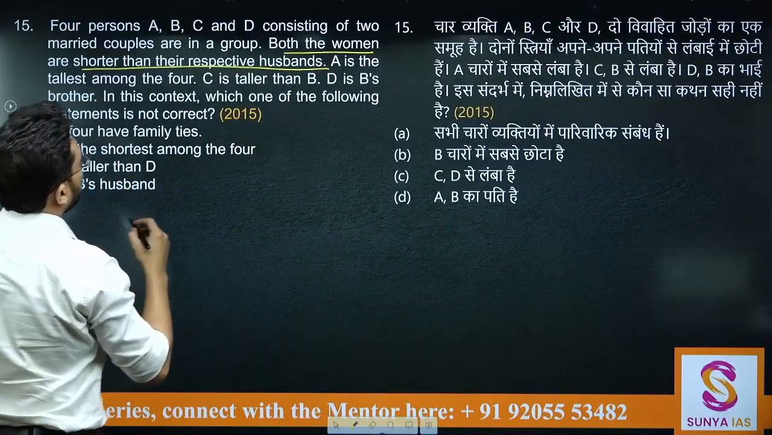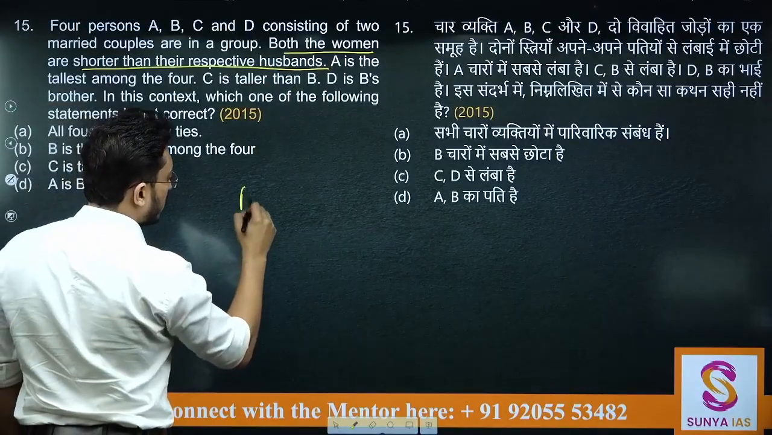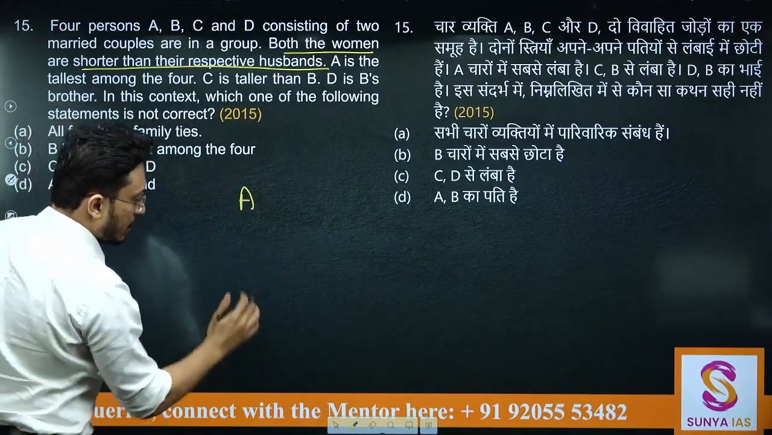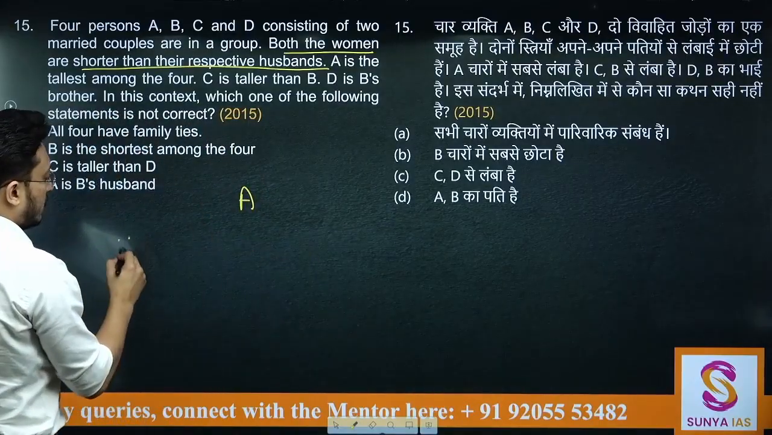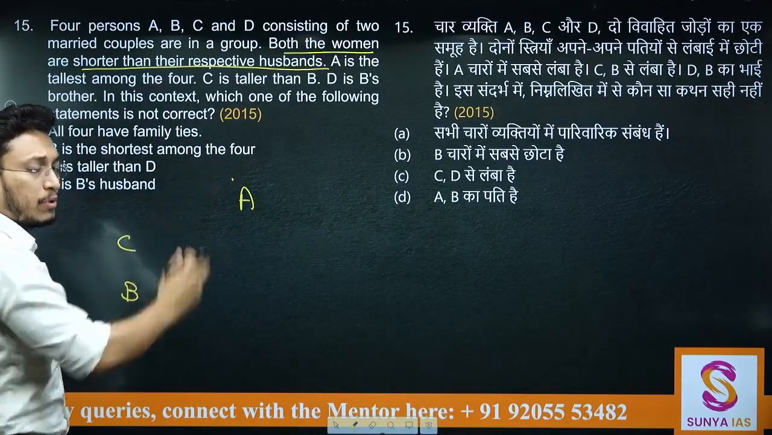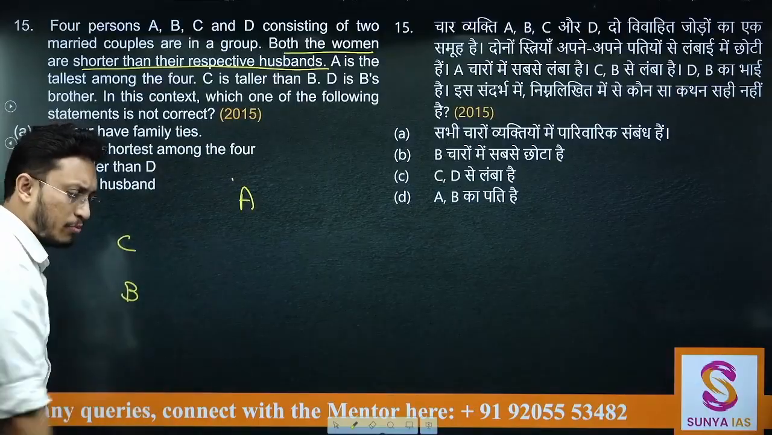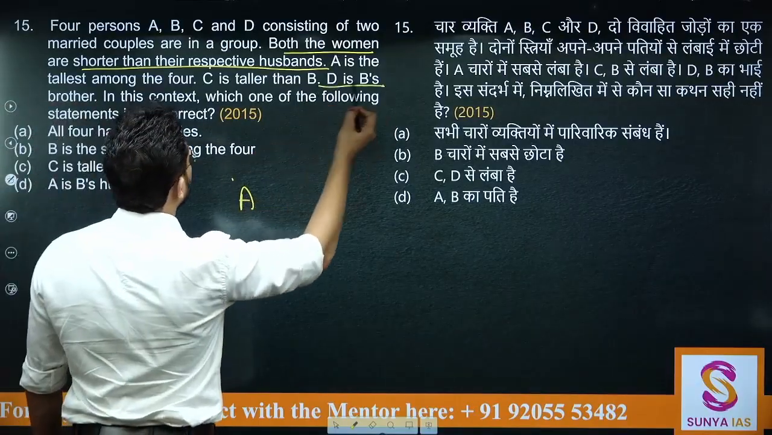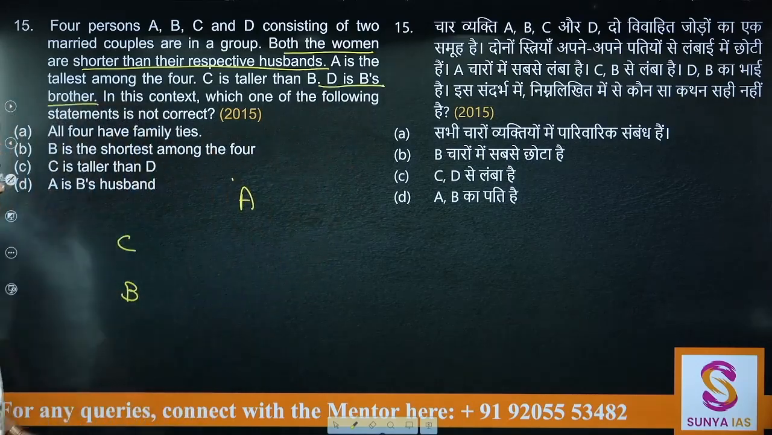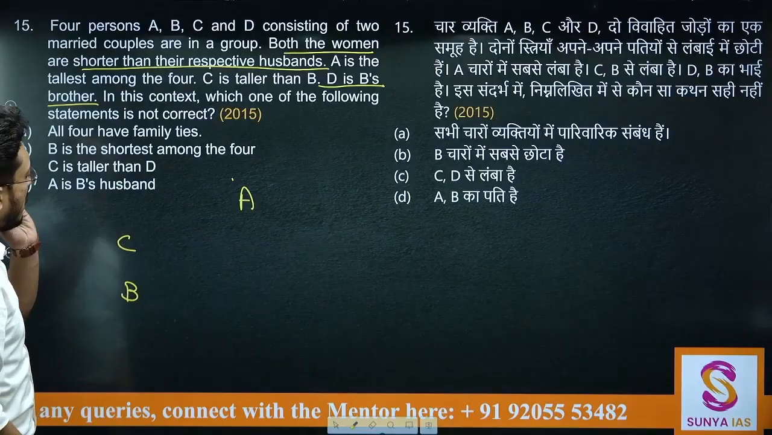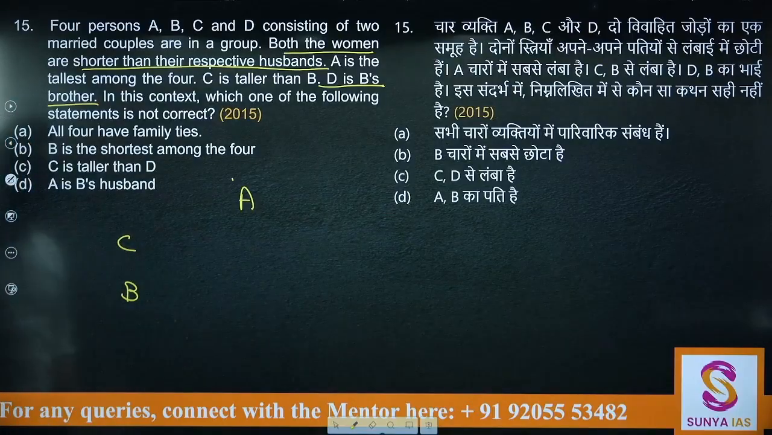A is the tallest amongst the 4. A is the tallest. C is taller than B. So C will lie somewhere here, but I know that C will lie somewhere above B. See, ऊपर I am writing all those people who are taller. नीचे I am writing all those people who are shorter. D is B's brother. This is what we know, that D is B's brother.